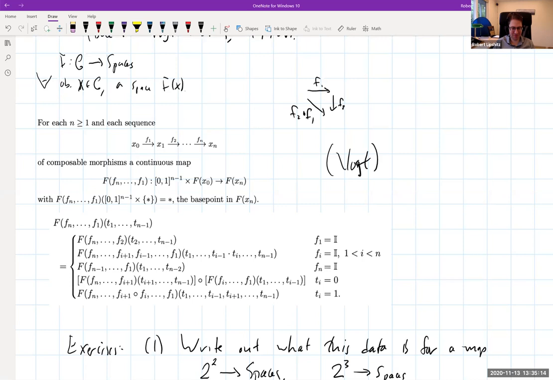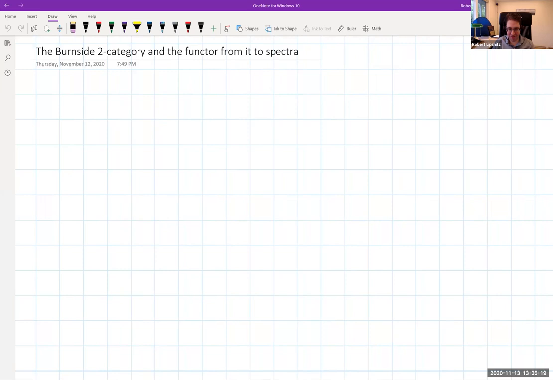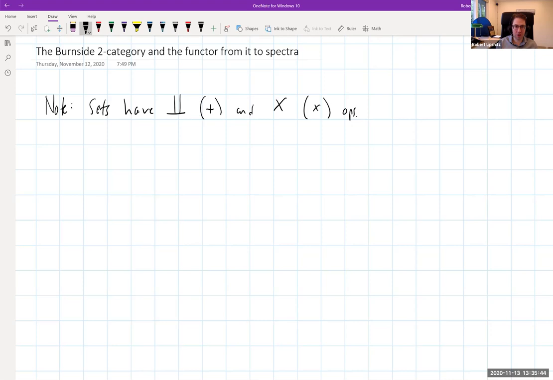Okay, Burnside 2-category and functors from it to spectra. So, note. Let's talk about sets. Sets have disjoint union, which I'm going to think of as plus, and product, which I'm going to think of as times operations. So it's bimonoidal.